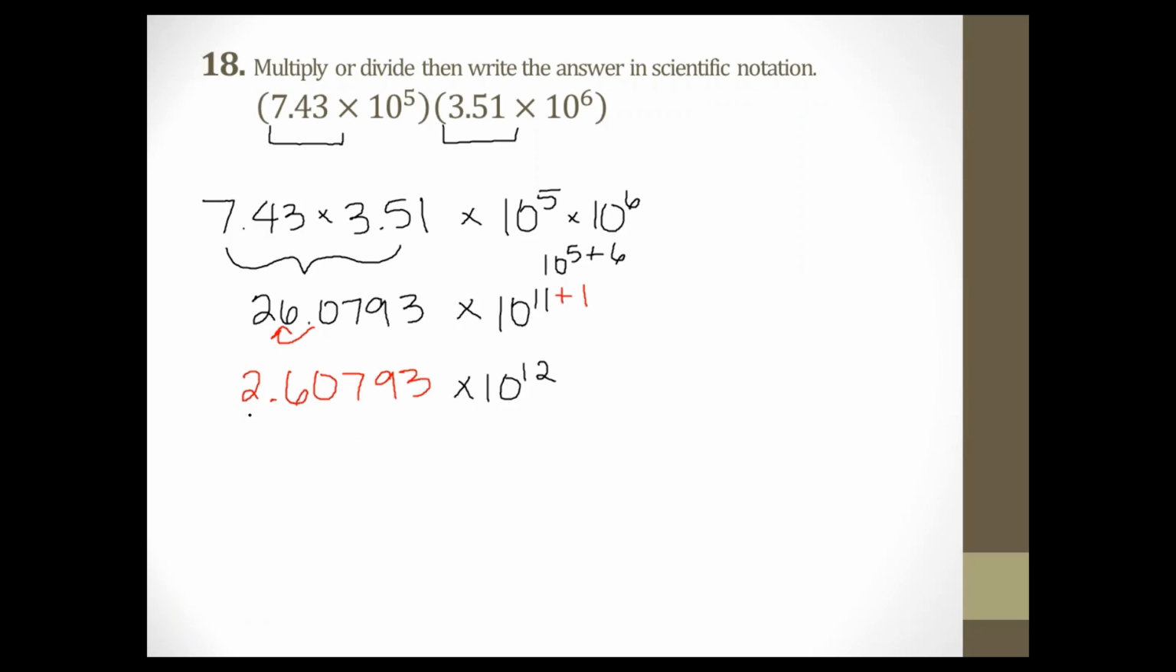And then we can round our decimal. Like we round to the nearest hundredth. So we're going to round here, look to the right, it's a 7. So we're going to say that's 2.61 times 10 to the 12th.